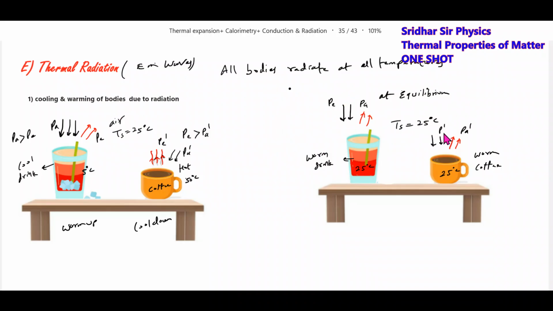So we should never discuss only emission or only absorption. Emission means giving out energy, absorption means absorbing energy. Emission and absorption together are called radiation. A thermal body will emit as well as absorb energy at a rate. This phenomenon is called radiation.